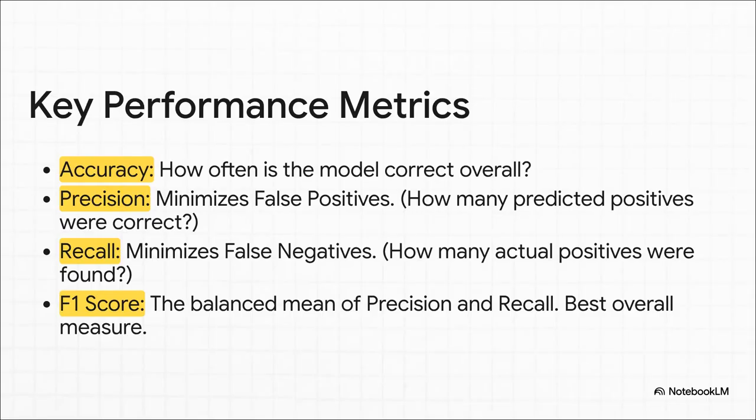And from that matrix, we get our key metrics. Accuracy is just the simple overall how often was it right score. But then we have precision, which answers a specific question. Of all the times we predicted hot dog, how many of them were actually hot dogs? You focus on this when you want to avoid those annoying false positives.